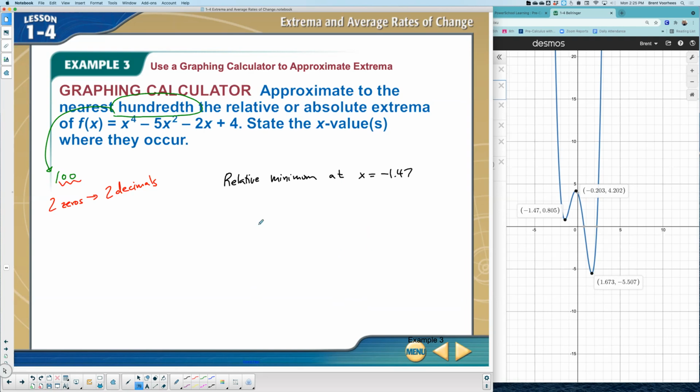So that one's good. The next one, however, what would you call this point? Relative or absolute, maximum or minimum? Relative. And it is a maximum. Now this one, we need to round.